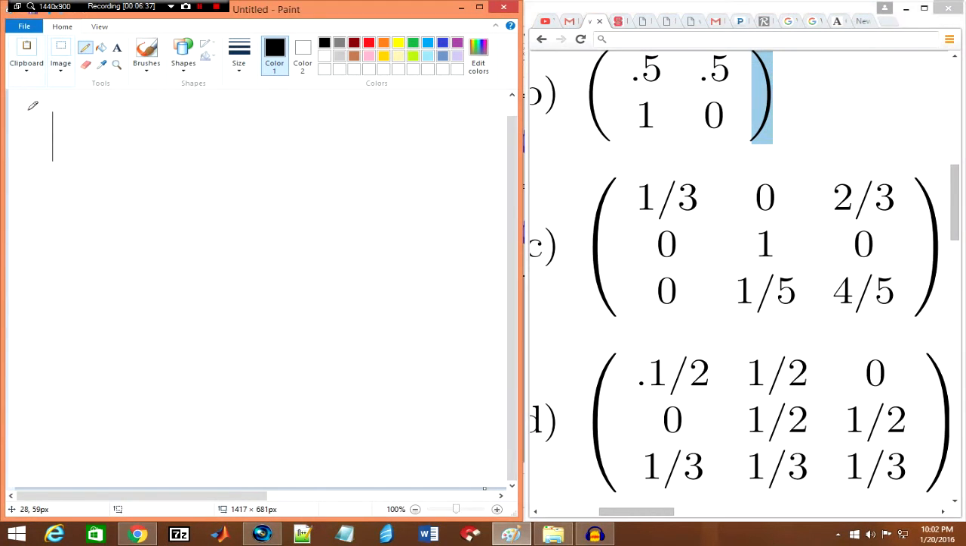So I'm going to say T squared is equal to 1/9, 2/15, 34/45, 0, 1, 0, 0, 9/25, and 16/25.